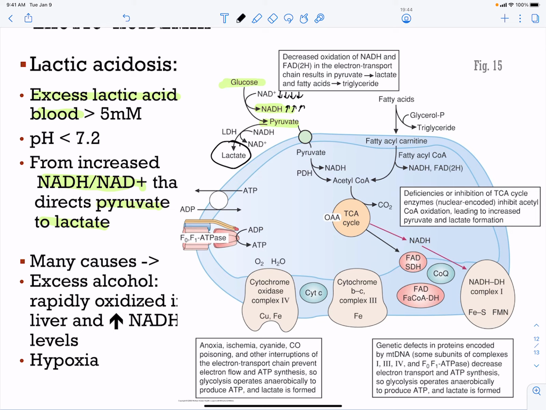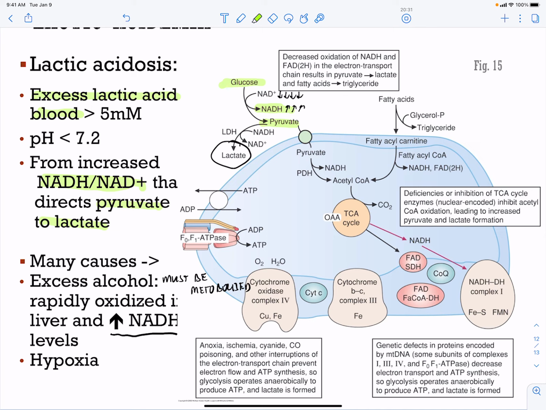Remember, NADH cannot cross the mitochondrial membrane. It has to use one of those shuttle systems. And if you overwhelm things, you're going to have to push those electrons through to lactate. Many causes of this are going to be excess alcohol. So alcohol is a toxin. It must be metabolized. And so if you rapidly oxidize alcohol, you're going to rapidly increase your NADH levels, and this could push things towards lactate. Another cause could be hypoxia, where you have a lack of oxygen, and that's going to push things through to lactate and lactic acid.